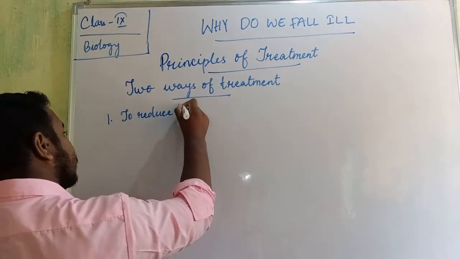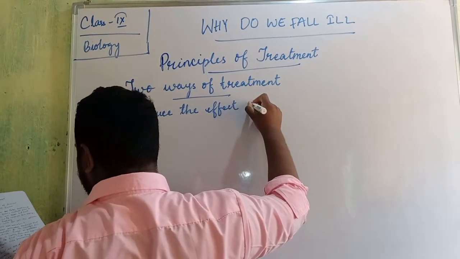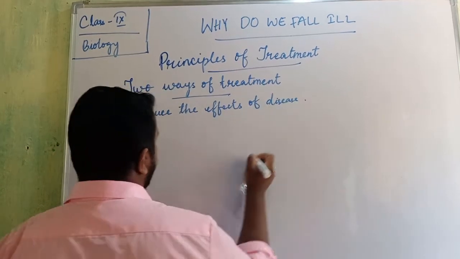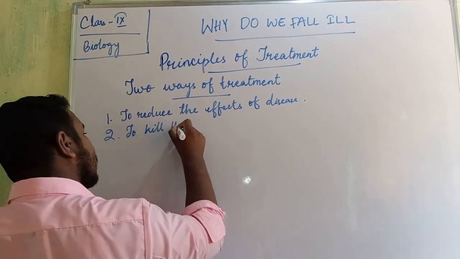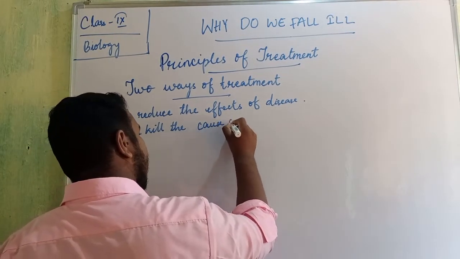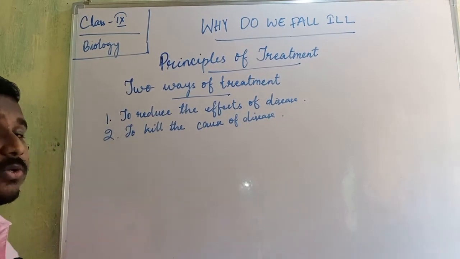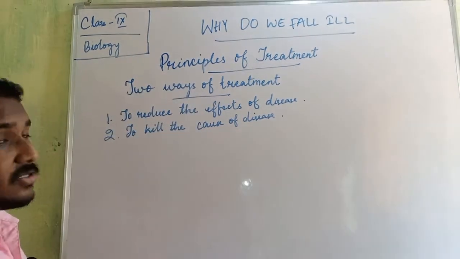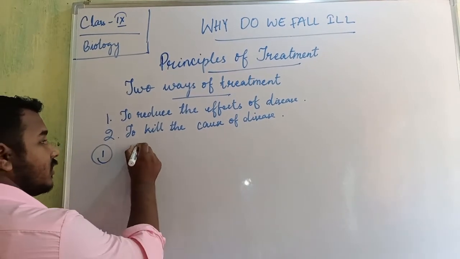Okay, so the first way is to reduce the effect or effects of disease, and the second is to kill the cause of disease. So two ways are there. First is to reduce the effect of disease and second is to kill the cause of disease. So we'll talk about the first type. I'll give an example. Through example we will study.